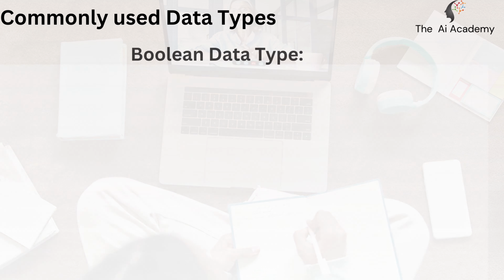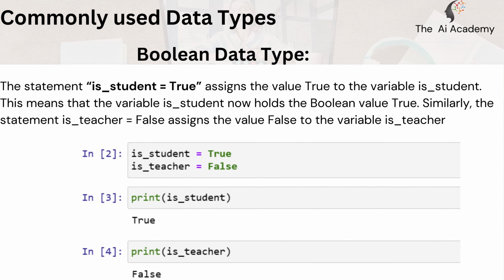First one is Boolean data type. In Python, the Boolean data type represents a logical value, which can be either true or false. These Boolean values are often used in conditional statements, control flow, and logic operations. The statement is_student equals True assigns the value True to the variable. This means that the variable now holds the Boolean value True. Similarly, the statement is_teacher equals False assigns the value False to the variable.